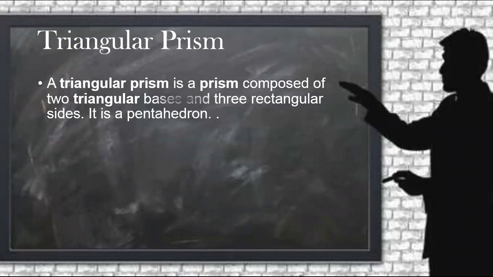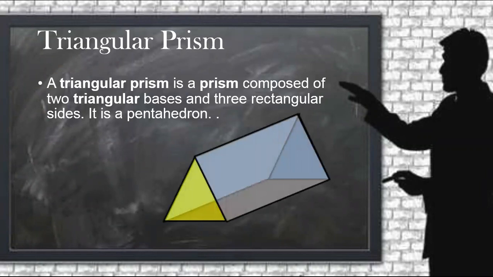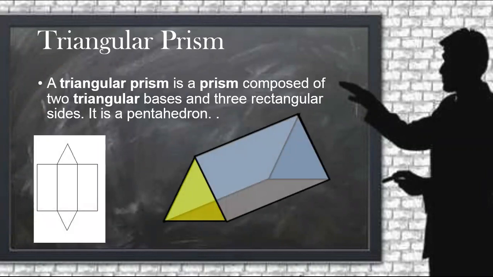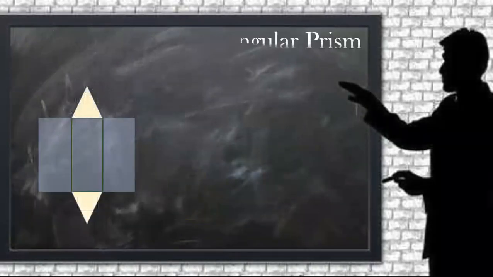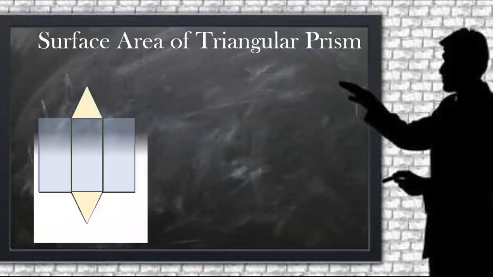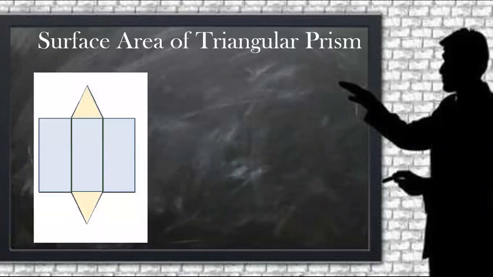Now let's talk about the triangular prism. A triangular prism is a prism composed of 2 triangular bases and 3 rectangular sides. It's a pentahedron. You can see if we unfold a triangular prism, there are a total of 3 rectangles and two triangles. So if we talk about the surface area of a triangular prism, there are three rectangles: the right rectangle, the left rectangle, the middle or bottom rectangle, and the front and back triangles.